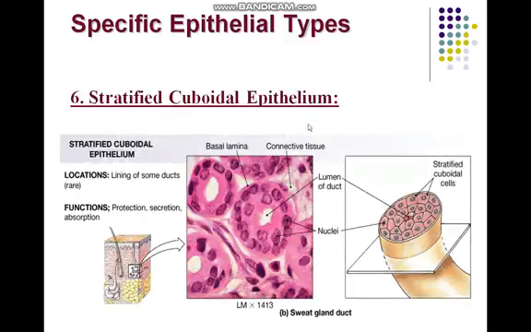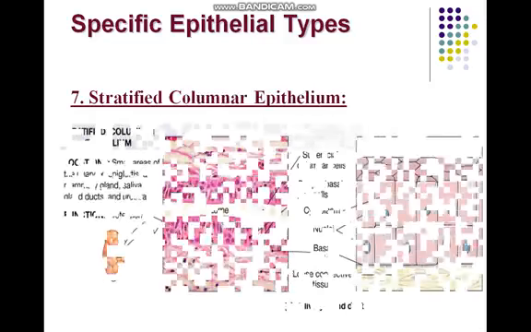Stratified cuboidal epithelium can be seen in some ducts of certain glands, which aid in protection, secretion, and absorption. Here we have a section in the skin, in which we have a section of a sweat gland. The duct region of the sweat gland of the skin is lined by stratified cuboidal epithelium.